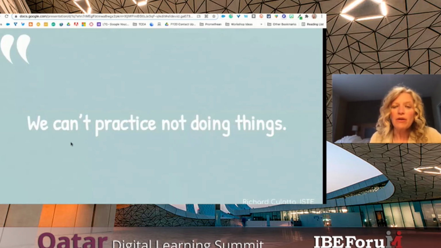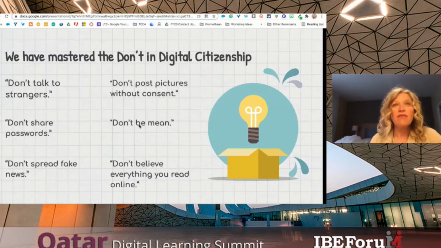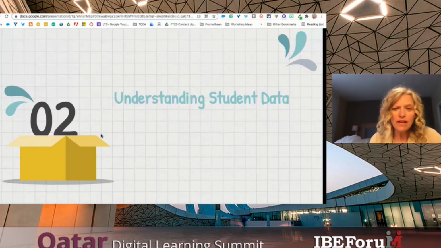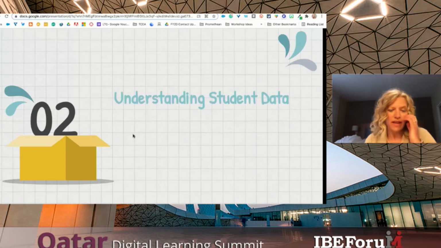So this quote is from Richard, and he says, we can't practice not doing things. So again, when we go back to don't be mean or don't share passwords, well, if they weren't sharing them in the first place, we can't practice not doing things. So what we're going to look at next is the data around digital citizenship out there, and look at what parents and students are saying as well.